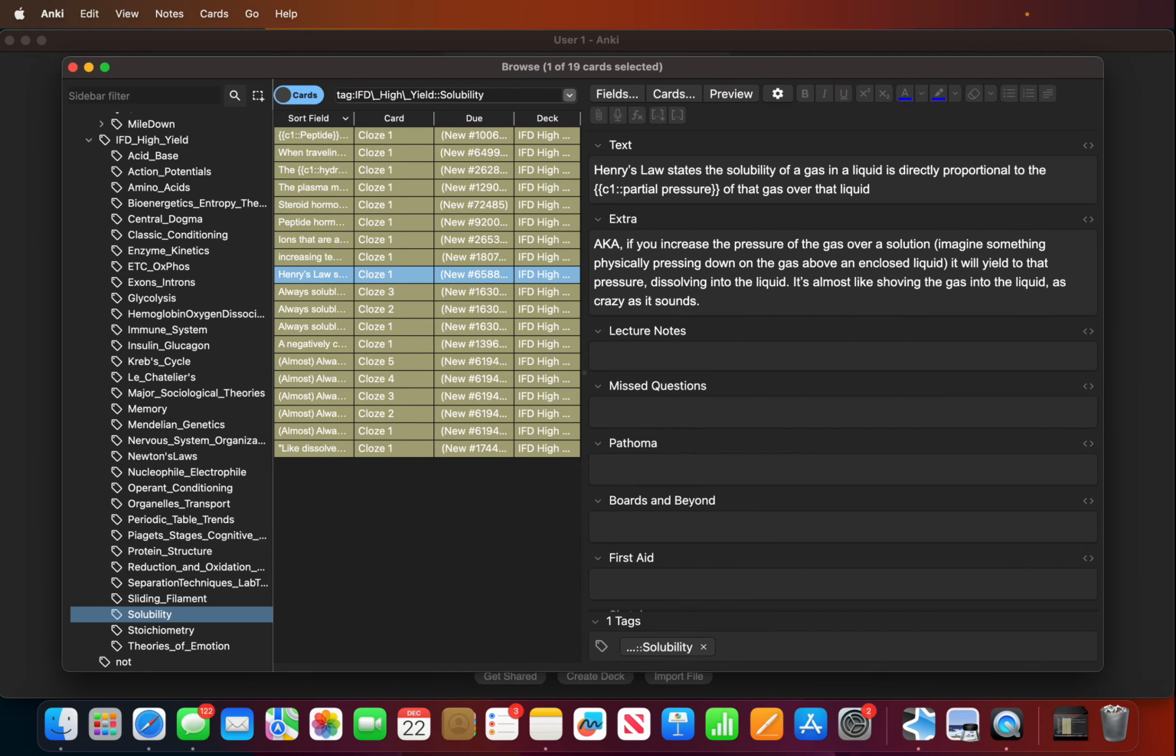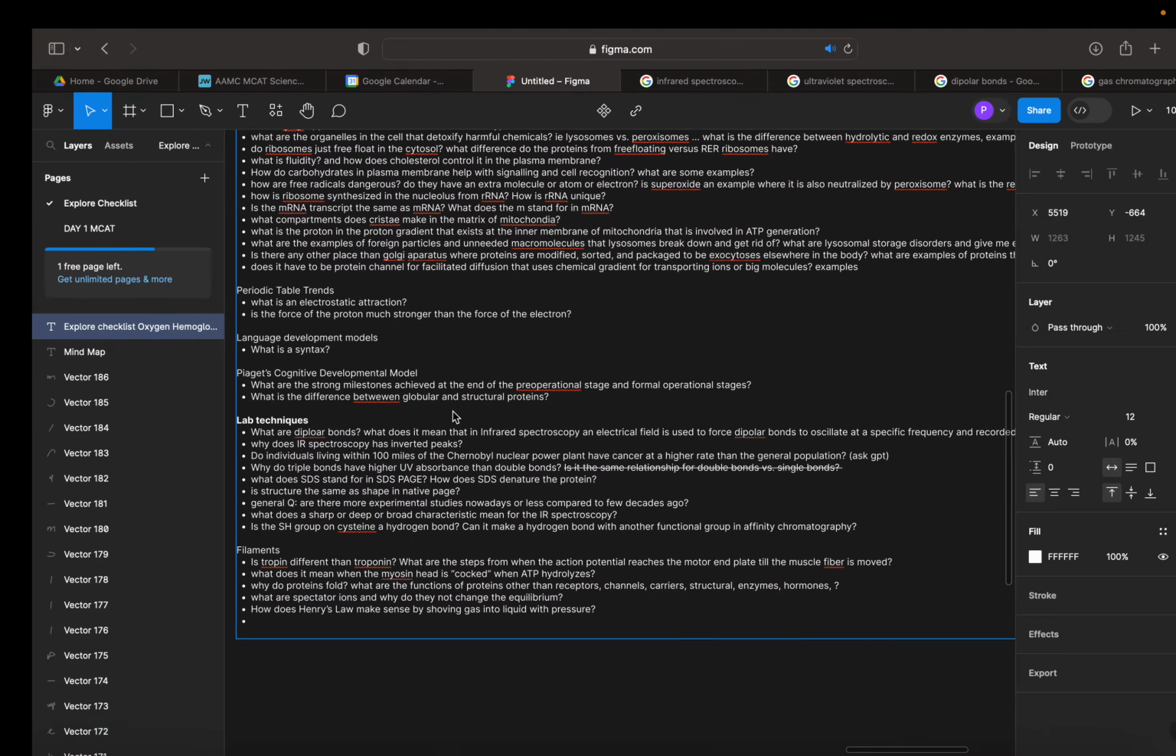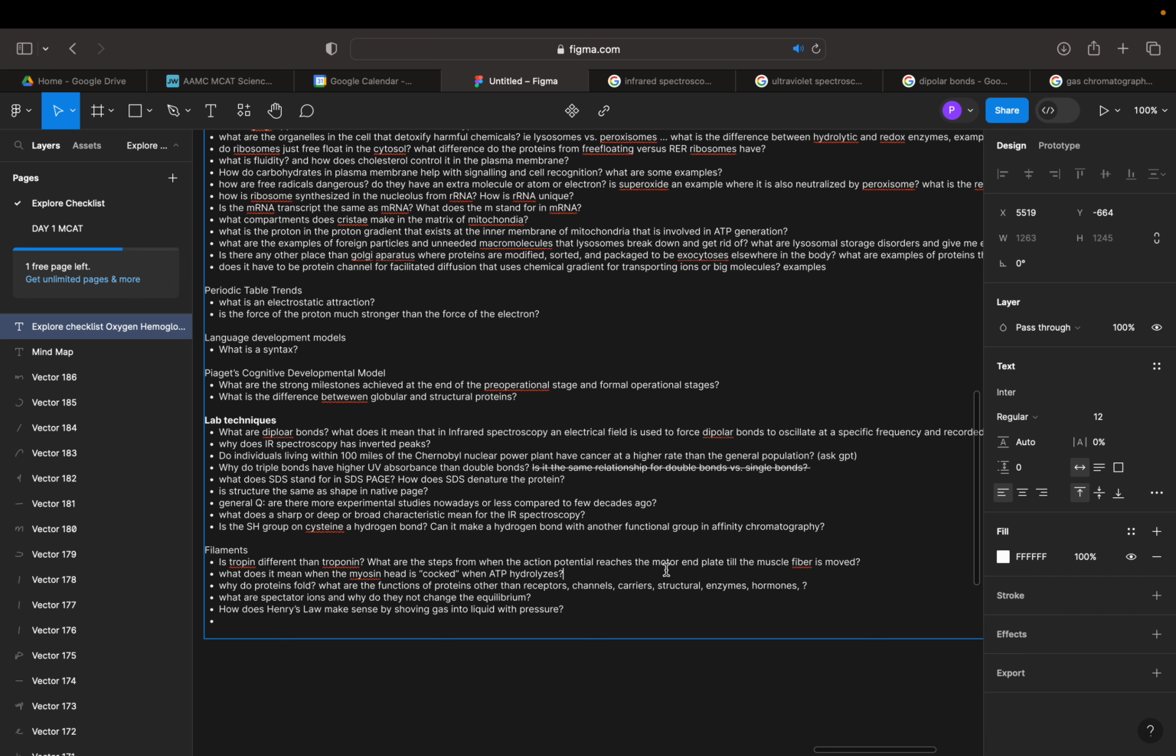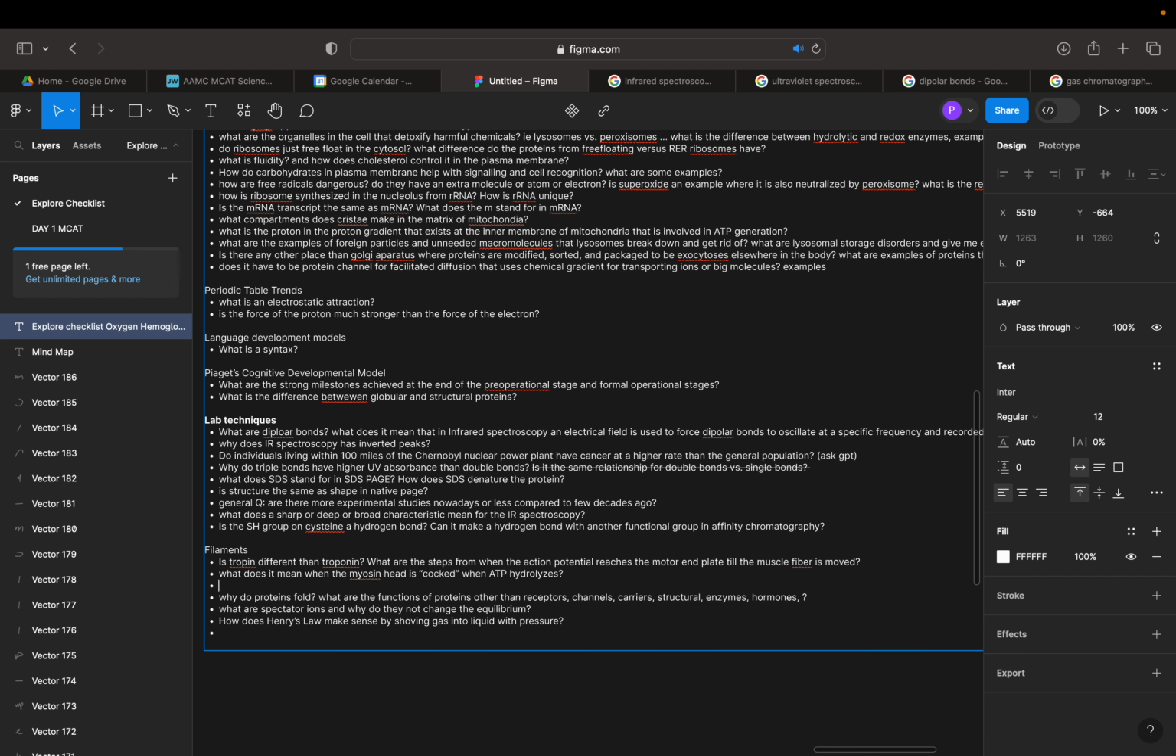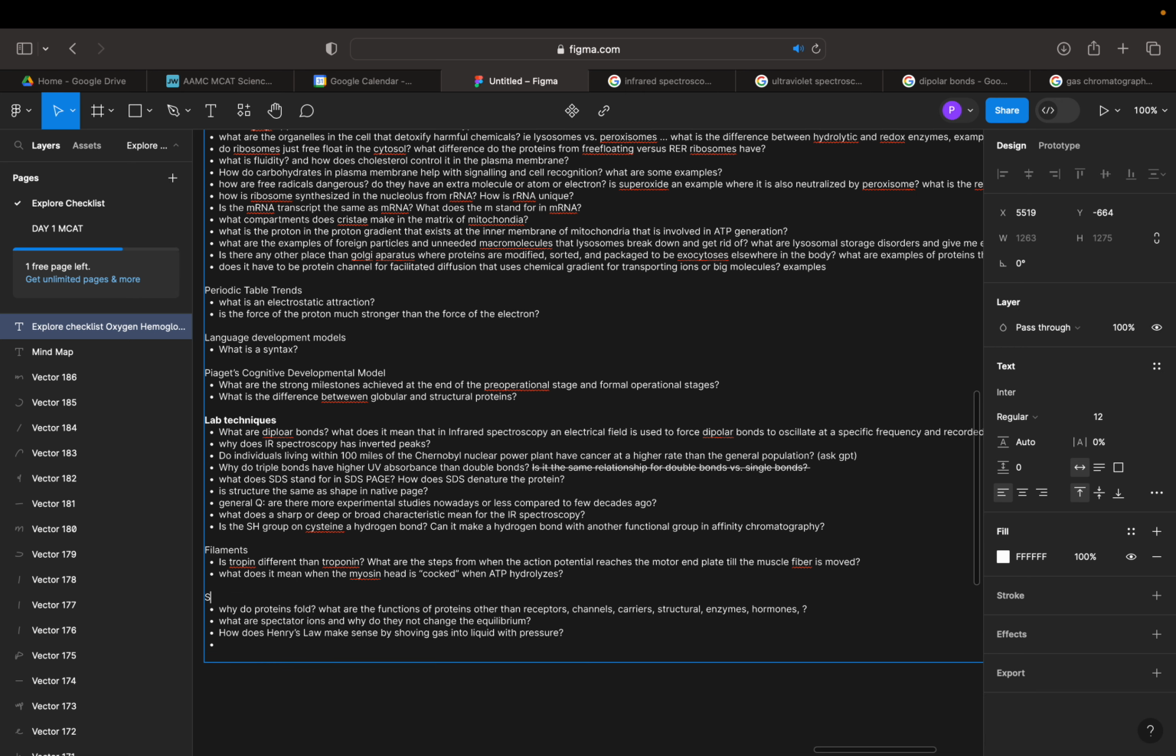By the way, this is not filaments anymore. Why the proteins fold? This is something else, right? This is solubility. I don't know why the hormones are here.